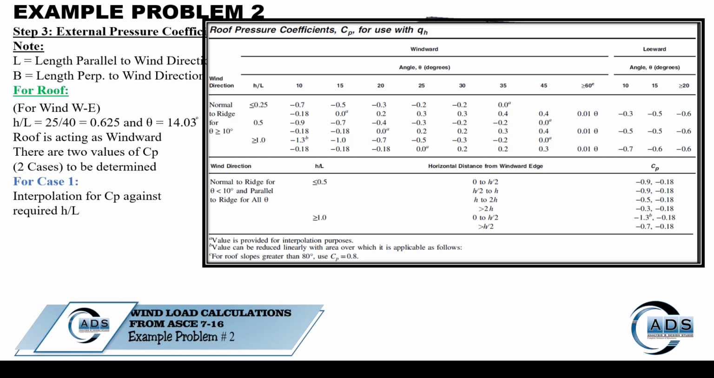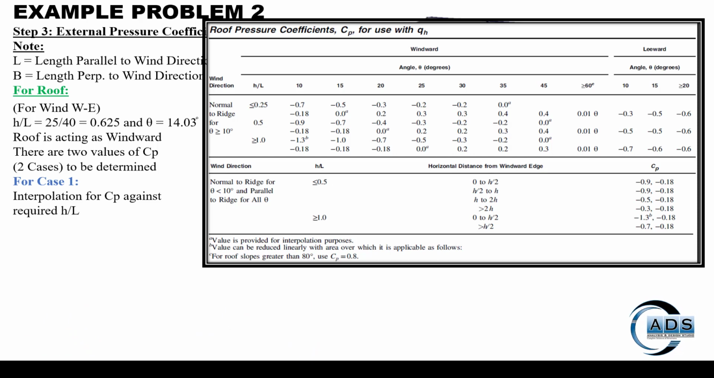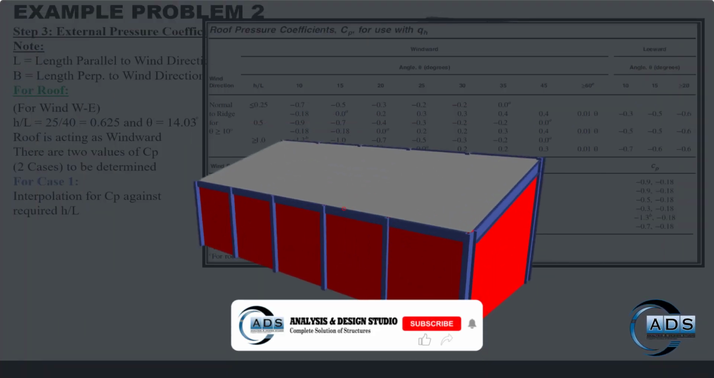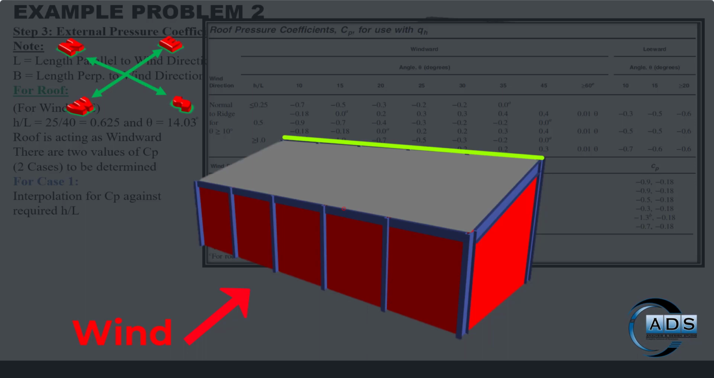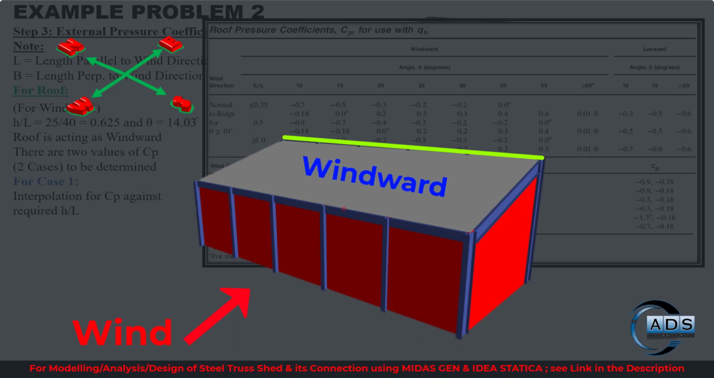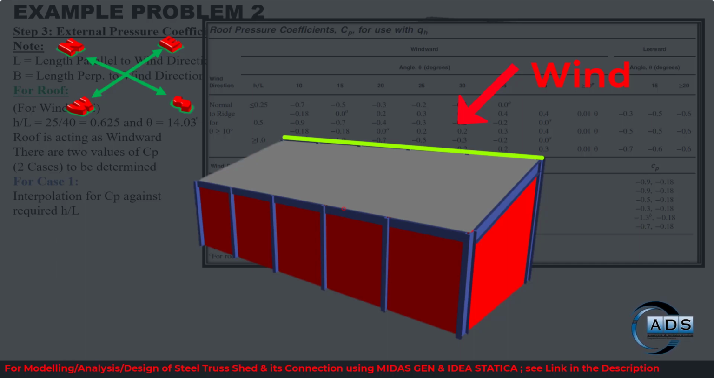Wind direction normal to ridge, for theta greater than 10. Let me show you the ridge. In our structure, this particular line is considered as the ridge and we are calculating the wind for west to east. So this means that wind is normal to the ridge, perpendicular to the ridge. There are two cases here, windward and leeward. When wind is blowing west to east, this roof is considered windward, and when wind is blowing from east to west, this roof is considered leeward.